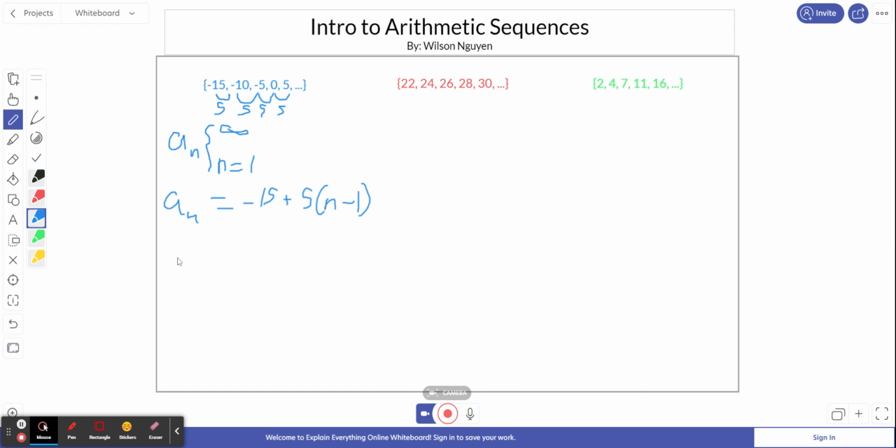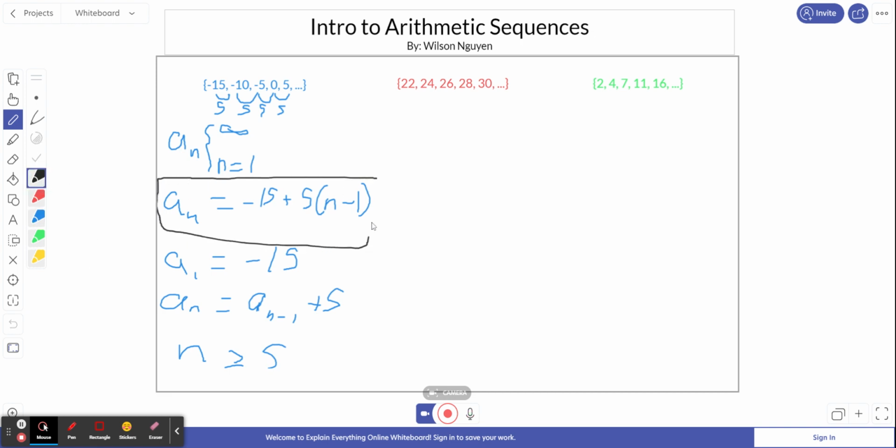Now for recursively, a sub 1 is equal to negative 15. This is our first term. Then a sub n is equal to a sub n minus 1 plus 5. This means that each term is equal to the previous term plus 5. This is for n is greater than or equal to 2. Both of these are equally correct ways of defining the arithmetic sequence.